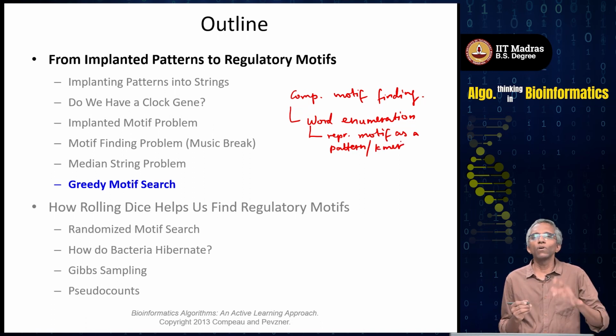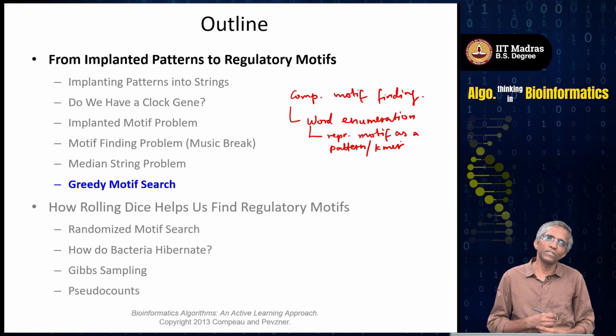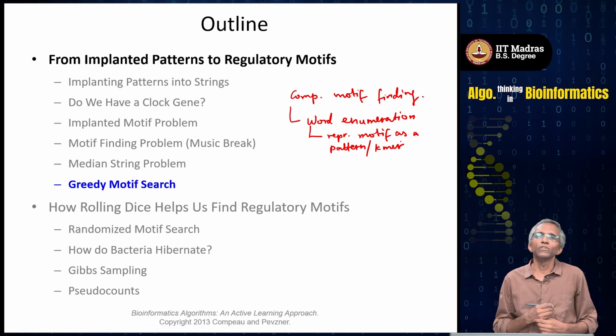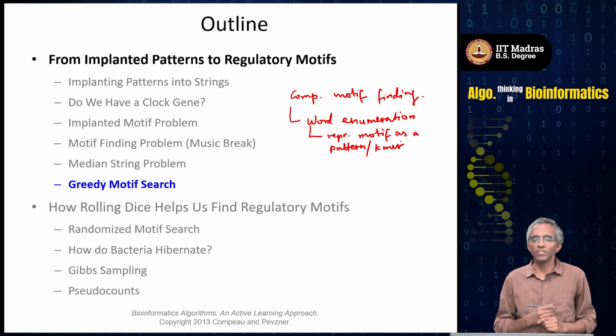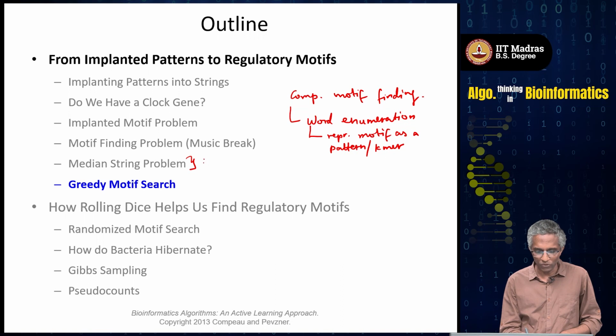And then we go over all the 4 to the k possible k-mers and look at which of these k-mers or which of these patterns best represents the set of sequences, right. So, it is over represented in the set of sequences that are provided as input. Okay. So, that is a word enumeration based approach, and we saw that the median string problem gives you a good algorithm to solve this problem. This was also called the equivalent motif finding problem.